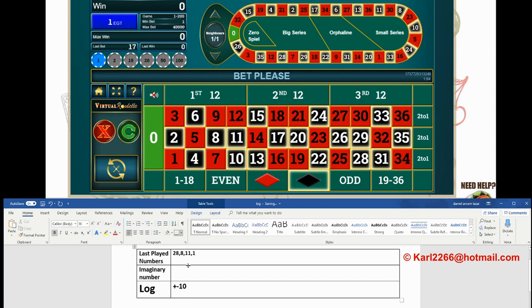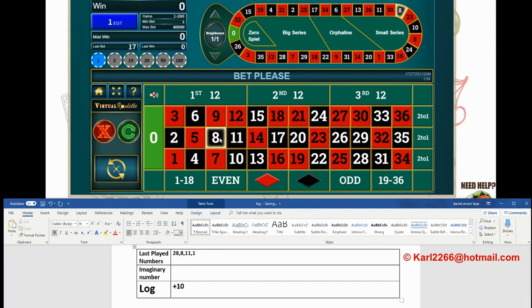Okay, so did minus 10. Okay, with 1 we cannot make minus, so we make plus. But again, 1 plus 10 is 11, imaginary number, so we have to wait. We cannot play because 11 is one of those numbers from here. That means we have to wait.